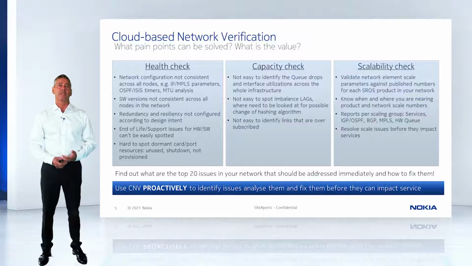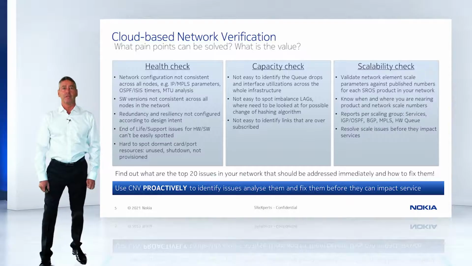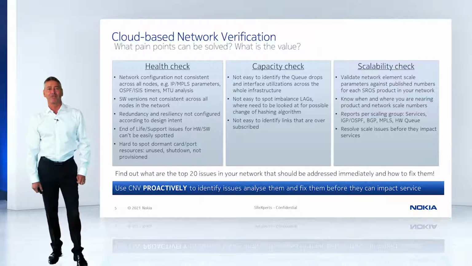The second report is the capacity check report. For this one, we've integrated internal Nokia tools to perform the algorithms to find out that information from the network. It's not easy to identify where you're dropping traffic on your interface utilization across the network. It's not easy to spot the imbalance of the LAGs, so this report goes and looks at the information and does the correlation between the two. It's not easy to identify links that are oversubscribed. This is also a huge report, but the good news is that at the beginning of the report, you're going to have the top 20 things that you need to fix right now in your network.